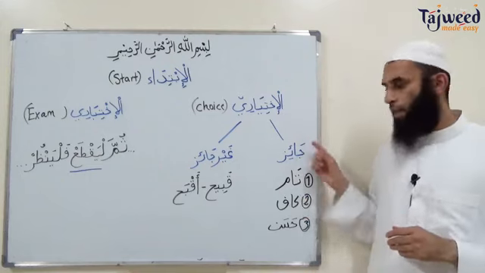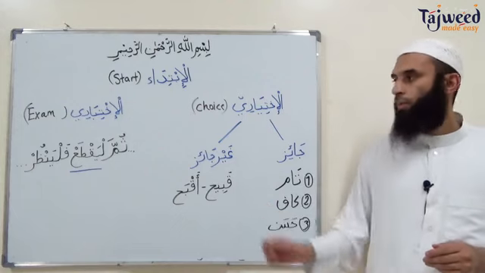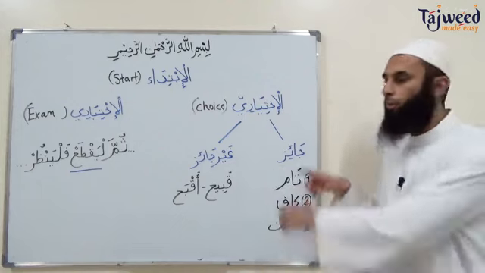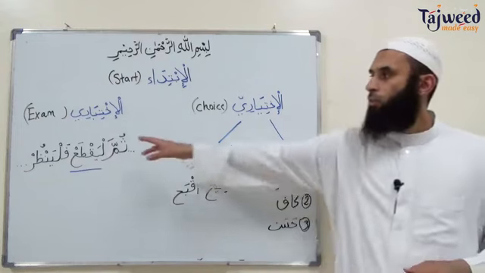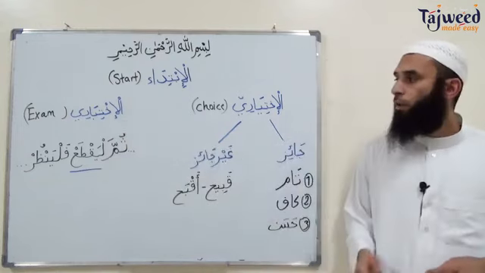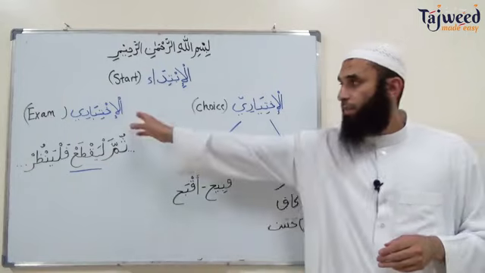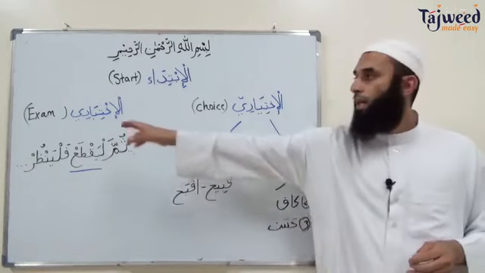So jaiz, what's allowed, is three groups. What's not allowed is one group. This is al-ibtida al-ikhtiyari. This is what we're going to be looking at today, inshallah. The next part is al-ibtida al-ikhtibari.